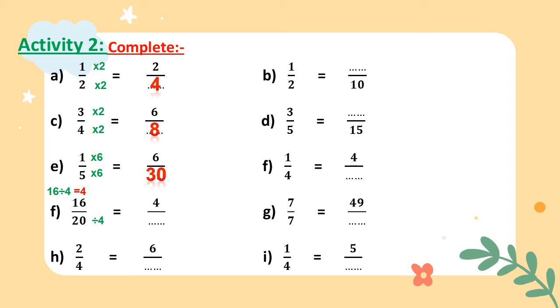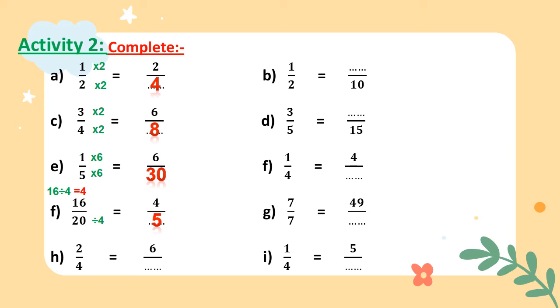I do multiply because the other side is bigger. But here the other side is smaller. So I'm gonna divide. I can't multiply here. Okay? So 20 divide 4 equals 5.